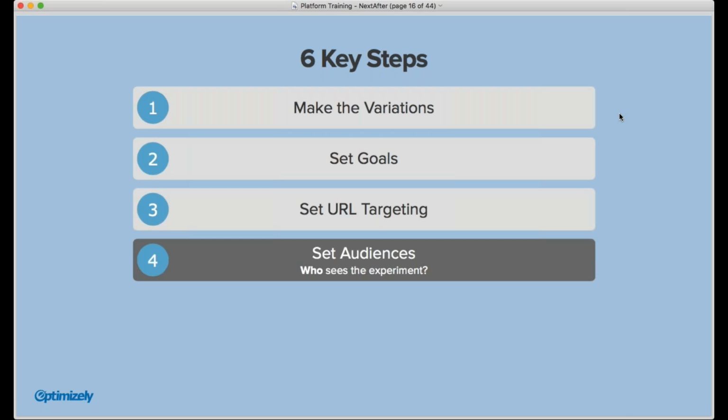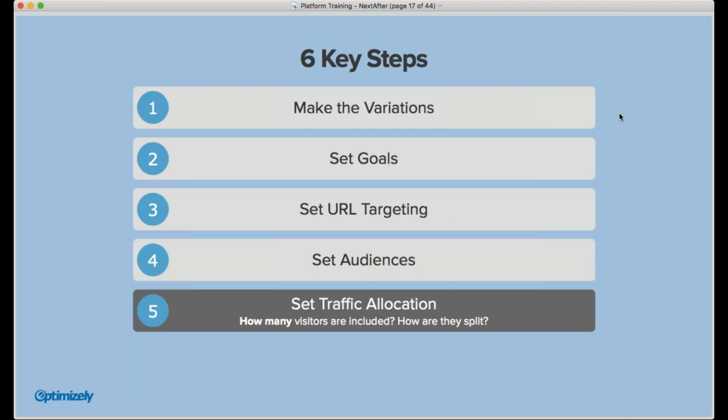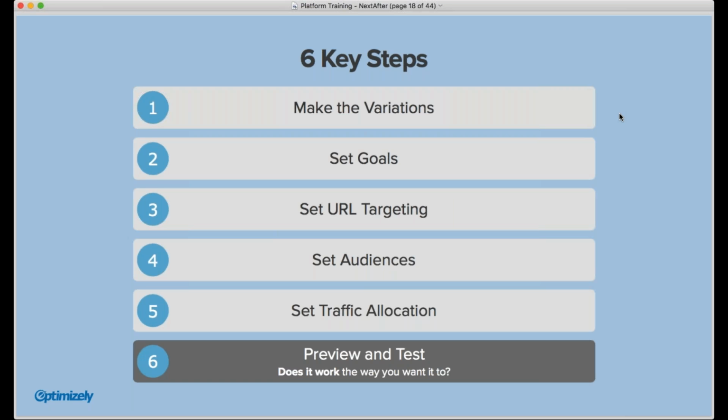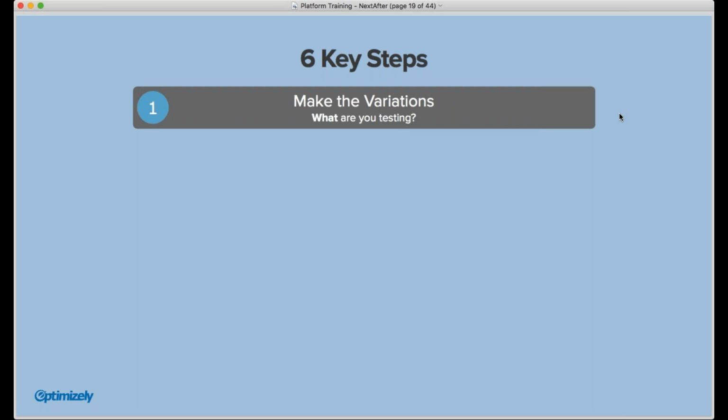There may be an instance where you have an experiment that should run on multiple pages. We can do that. Fourthly, we set our audiences. So Tim mentioned experiments targeting specific traffic sources, like maybe just people who came from a Facebook ad or someone who just came from an organic search result. We can target different groups of visitors for an experiment. Then we set our traffic allocation, so simply how much of our traffic do we want to include in our experiment. And then lastly, we QA and preview everything before setting our experiment live.